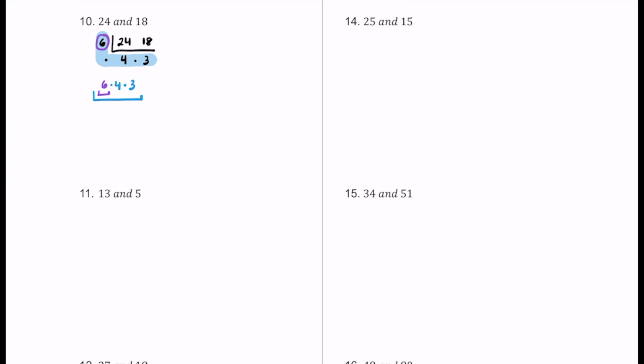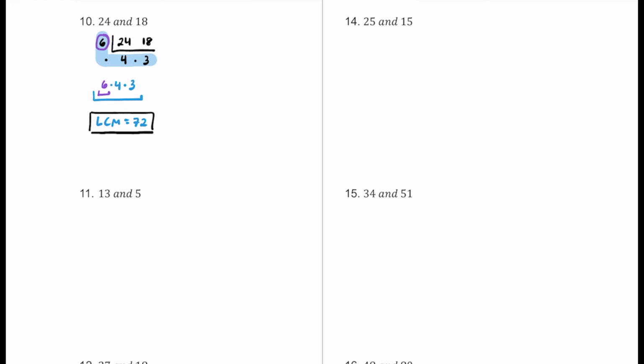Or if you're feeling extra fancy, 6 times 3 is 18, 18 times 4 is also 72. No matter how you do it, the LCM here is going to equal 72. Whatever works for you. Just multiply the three numbers together however you would like to.